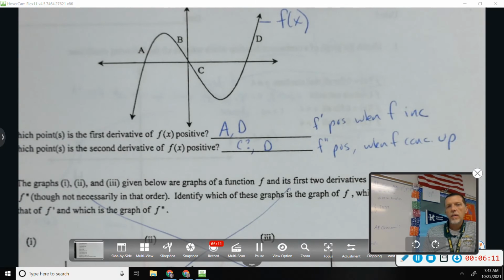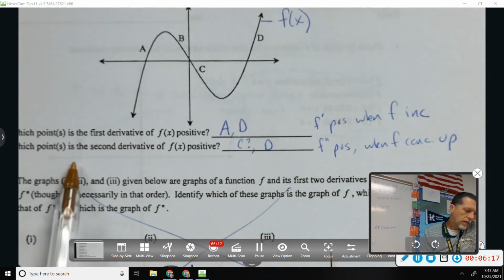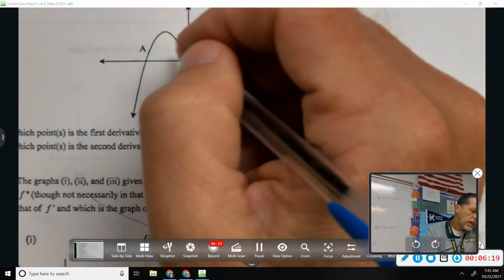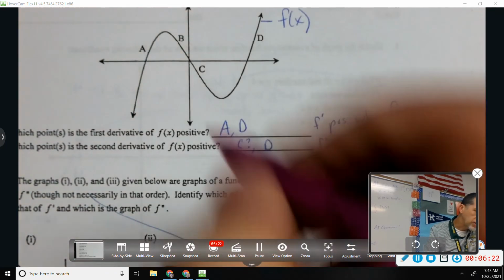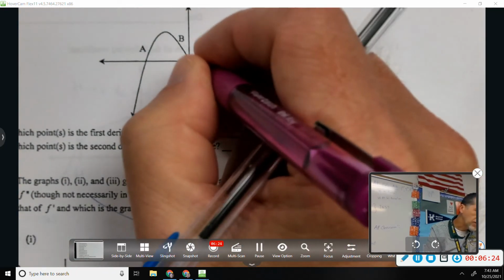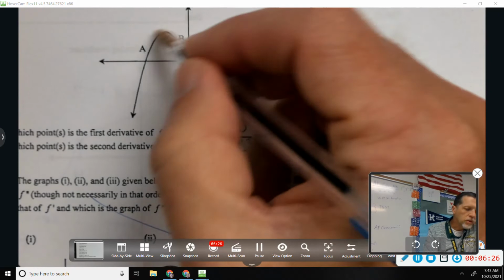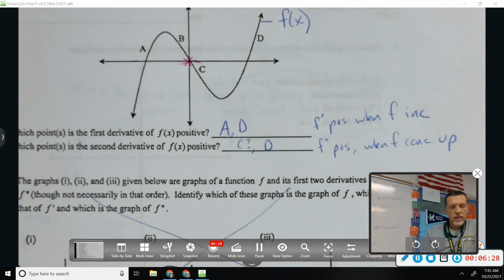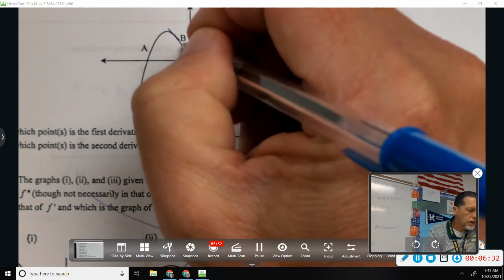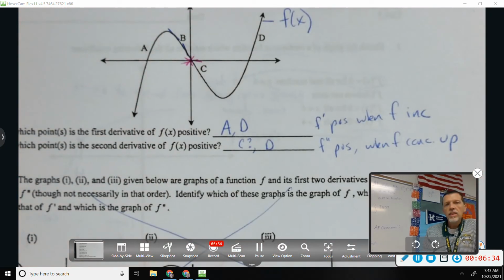So why wouldn't it be B as considered positive? Because at B, again, I don't know exactly where this point of inflection is, but if it's right there, B is bowled down. Its slopes are decreasing. They're becoming more negative.